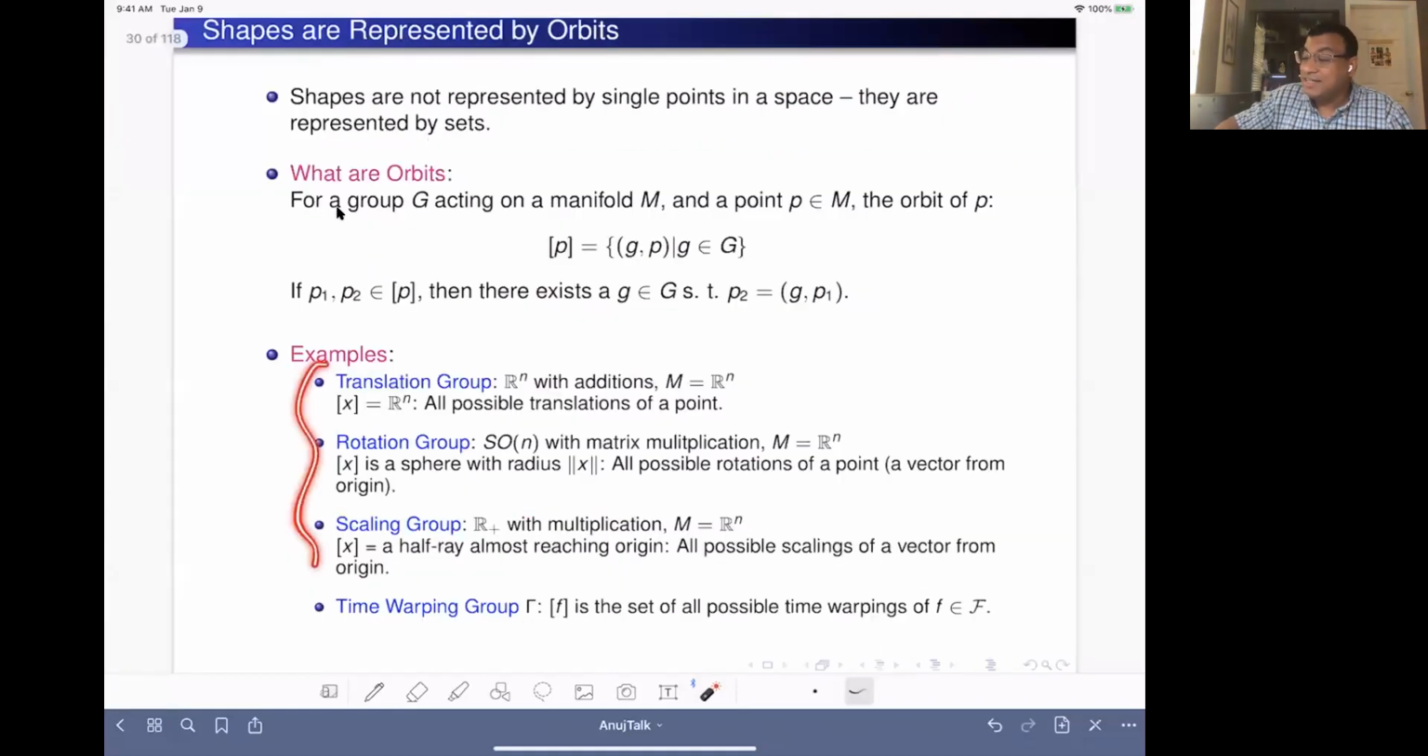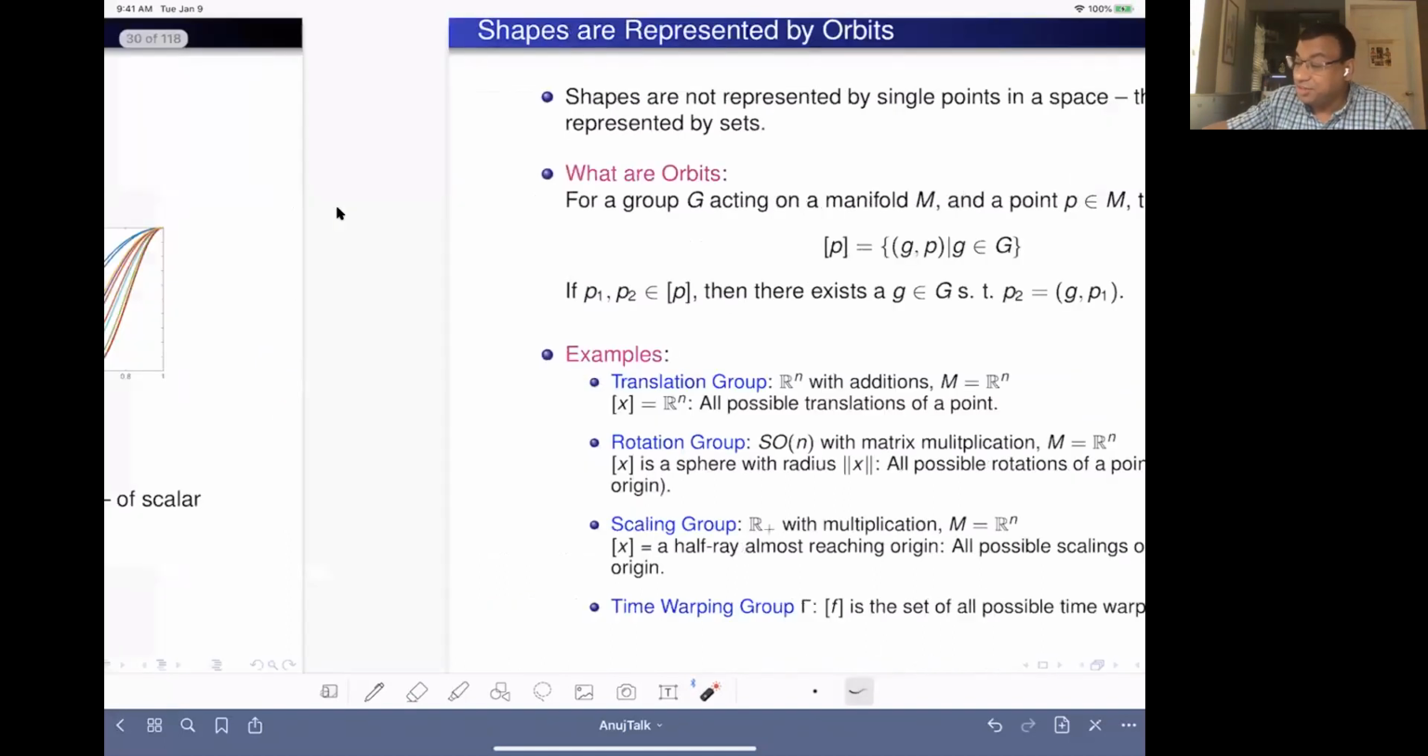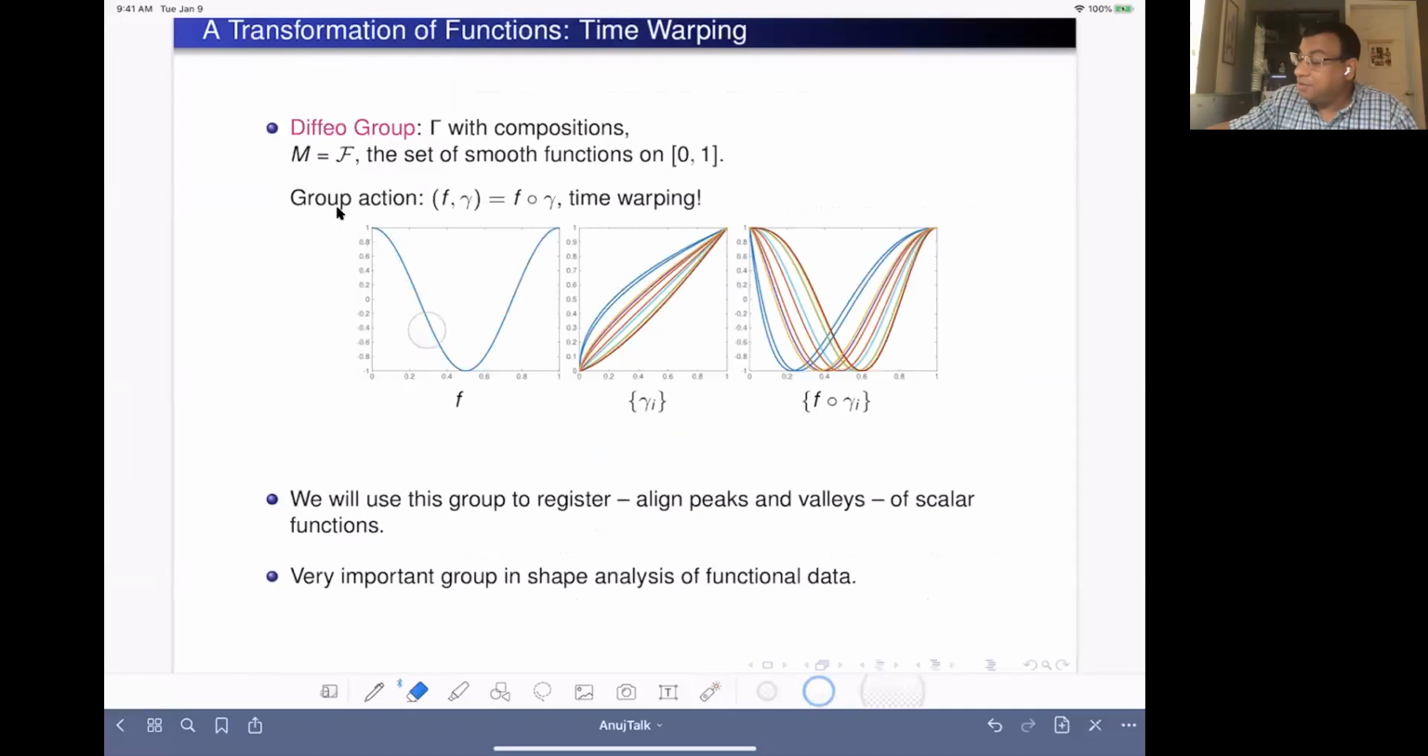But here again, I have an example. If I start with one point x in R^n and apply all possible translations, I get all of R^n. So the translation orbit of a point in R^n is all of R^n. These are some examples of what orbits look like. For example, in this case, I had a function and I am applying certain time warpings to it and I get these results. These are all elements of the same time warping orbit. If I apply all possible time warping functions to this function, I'll get one orbit of this function. All right.